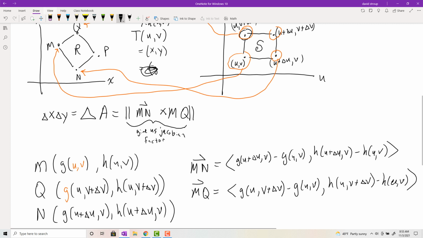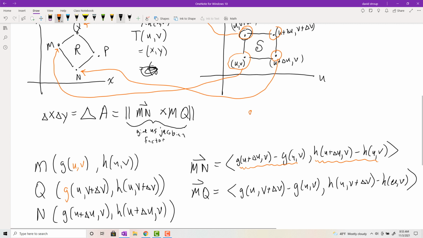And then the terms in these guys look suspiciously a lot like the difference quotient terms from partial derivatives, right? And truthfully, that's the way we're going to approach it. So if the delta U is small enough, we can approximate that thing, right?